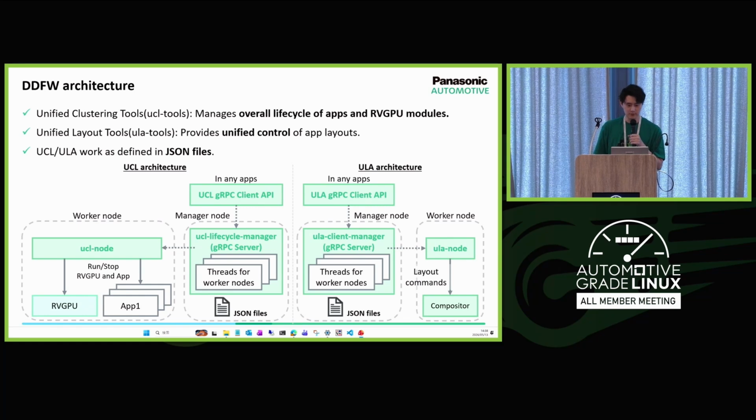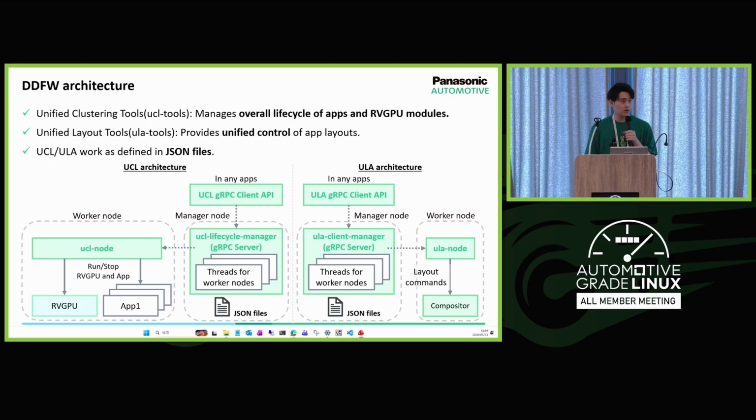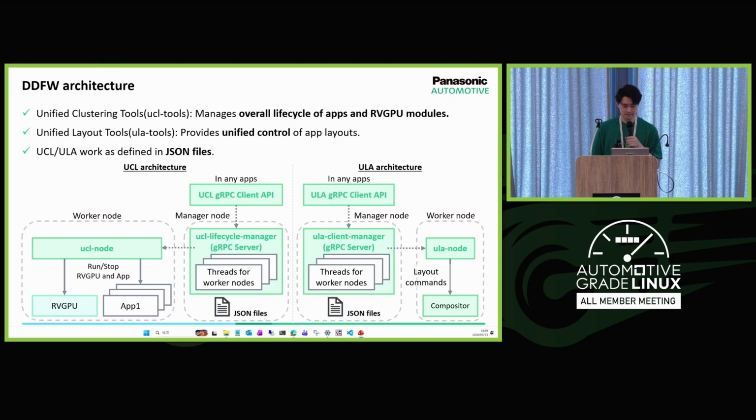DDFW consists of two main components: Unified Clustering Tools, we call UCL, and Unified Layout Tools, we call ULA. UCL is responsible for managing the overall lifecycle of applications and RBGPU modules, such as launching and stopping them across SoCs or virtual machines. ULA, on the other hand, provides unified control of application layouts across multiple displays.